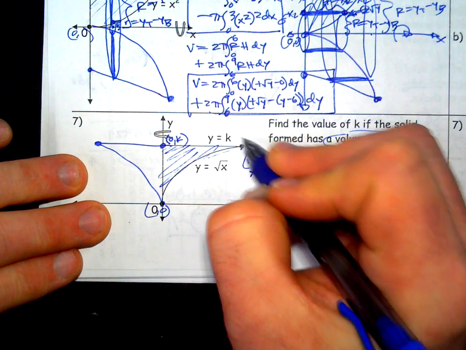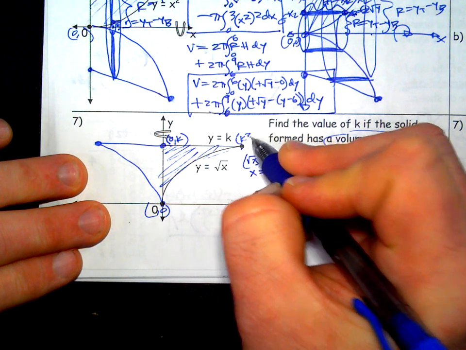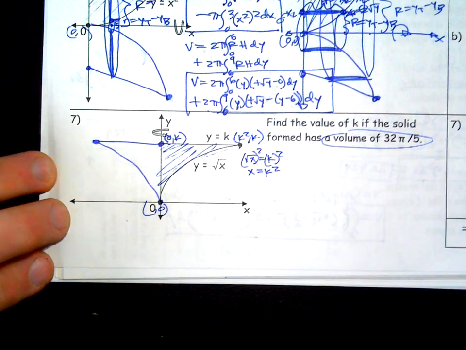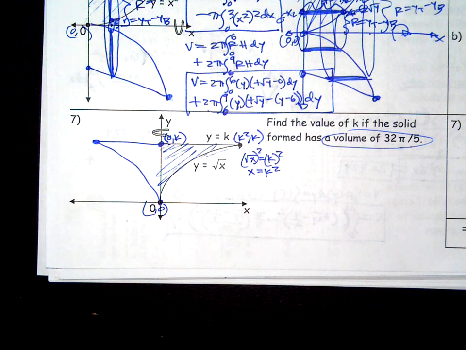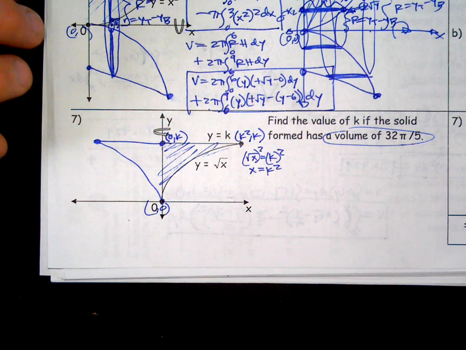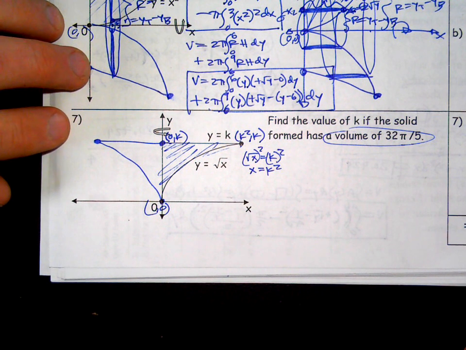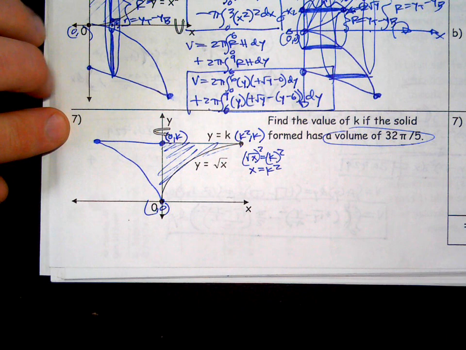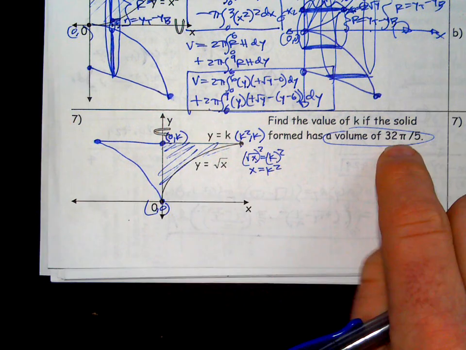So the x coordinate right here is k squared. The y coordinate is k. So it's going to depend on how you want to slice this. We could probably do it either way with washers or shells. Now, we want to set this up to find the volume and set it equal to the volume they gave us.